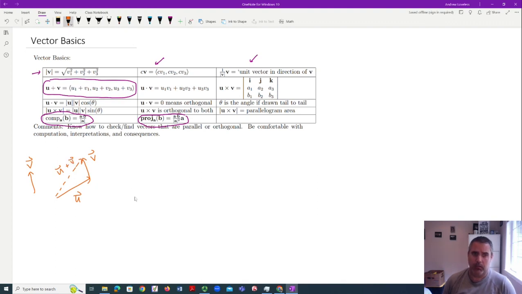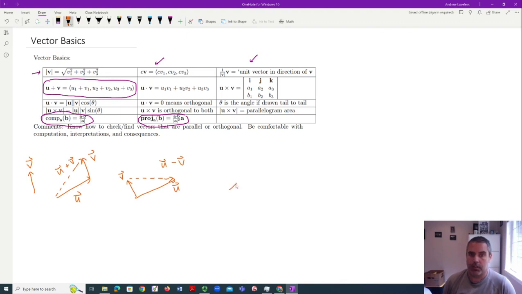Similarly, we talked about if you have U and V and you draw them tail to tail, so same 2 vectors, then this vector that goes from here to here is U minus V. So those were 2 observations we had.